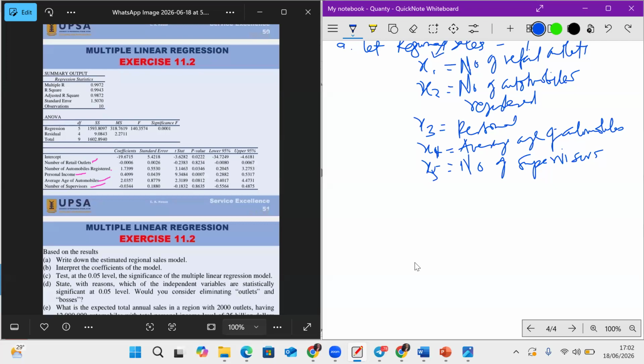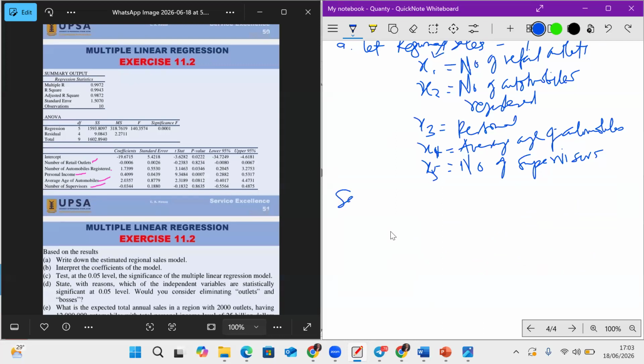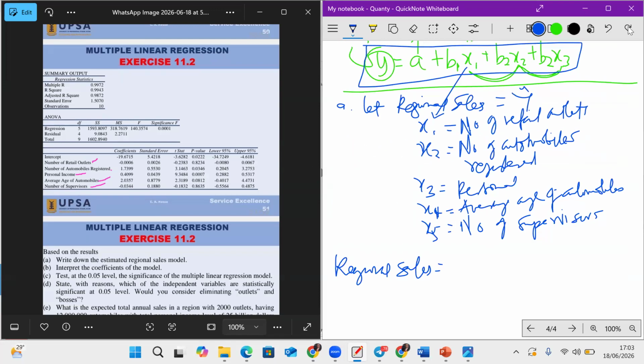So when you are done, pay attention. We are going to write the model to pattern after this. So we'll say regional sales equals, right? What is the intercept? You see here we have A. This one begins with an A. The A is the intercept here.